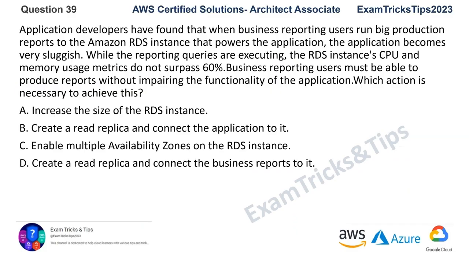Question number 39. Application developers have found that when business reporting users run big production reports on the Amazon RDS instance that powers the application, the application becomes very sluggish. While the reporting queries are executing, the RDS instance CPU and memory usage metrics do not surpass 60% of its capacity. Business reporting users must be able to produce reports without impairing the functionality of the application. Which action is necessary to achieve this?